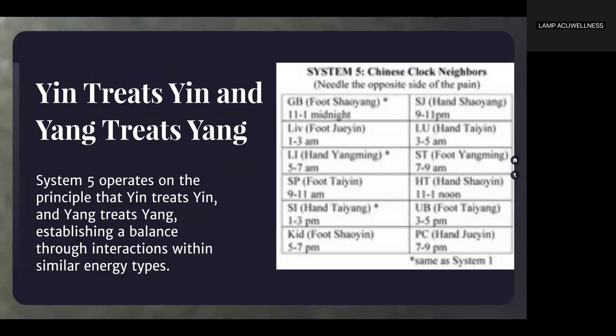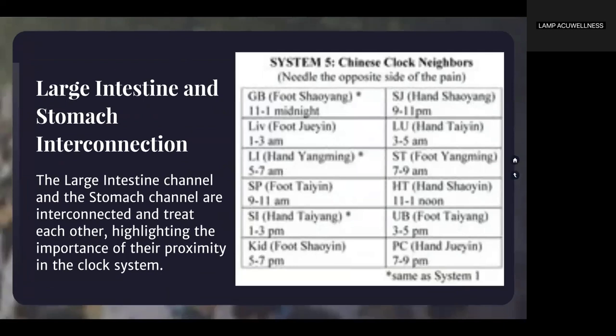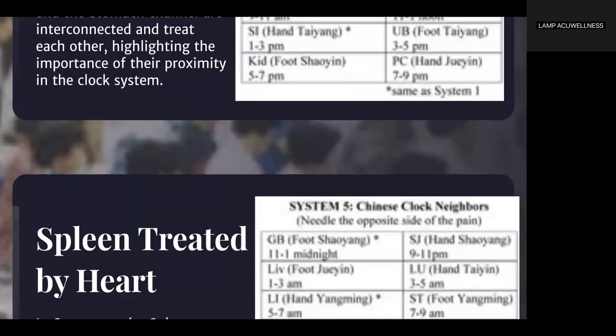System 5 operates on the principle that yin treats yin and yang treats yang, establishing a balance through interactions within similar energy types. The large intestine channel and the stomach channel are interconnected and treat each other, highlighting the importance of their proximity in the clock system.